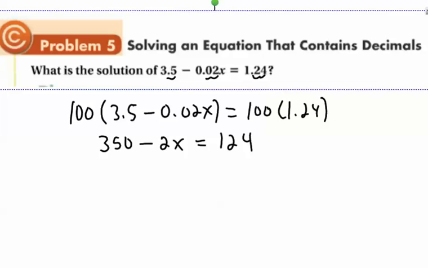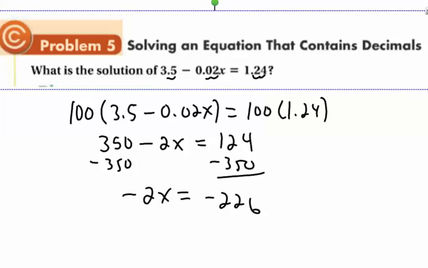So then what you're going to do next is just solve the equation like you normally would. So here I'm going to subtract 350. And I take 124 minus 350. I get negative 2x equals, and what's 124 take away 350? 124 take away 350 is negative 226.